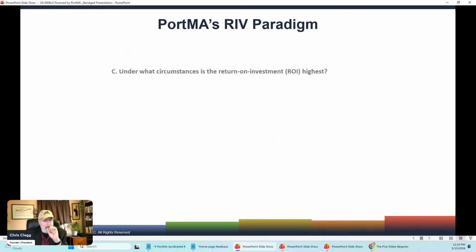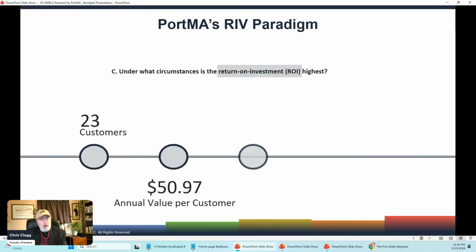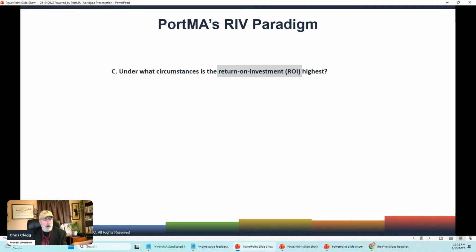We know that every consumer has a lifetime value or an annualized value. And in this case, if that was $50.97 hypothetically, we can multiply that by the 23 and we can see that this day of activity, we can estimate fairly that it generated upwards of $1,100 in revenue. We can divide that by activation costs and we can get a return on investment. Now this is just for one day of activity, but we can apply that to all of the activities.